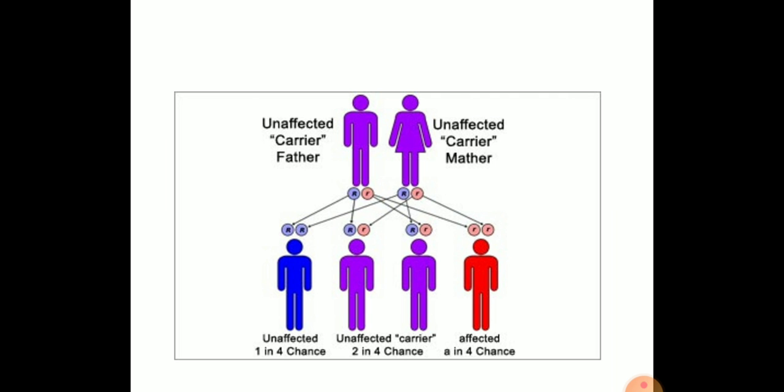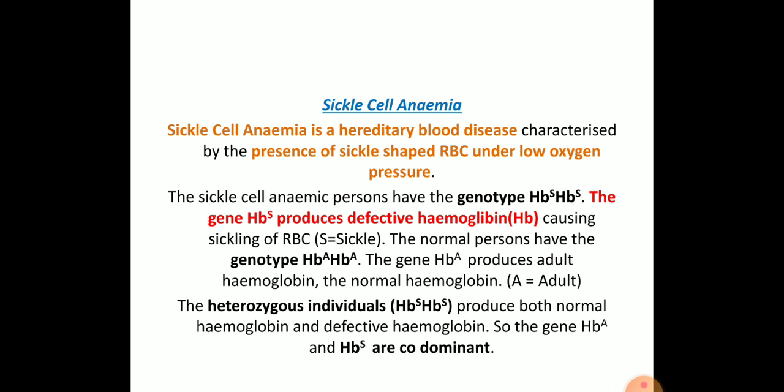So here in sickle cell anemia, first we see HbS HbS, that is the sickle cell anemic person, and this HbS produces the defective hemoglobin. The normal person will have HbA HbA. So HbS is the sickle cell person and normal is HbA. Now if they marry each other, HbS will be combined with HbA, and they will become carriers.